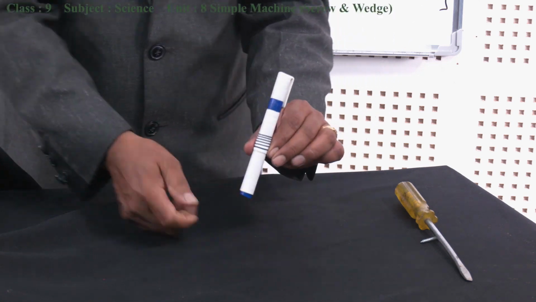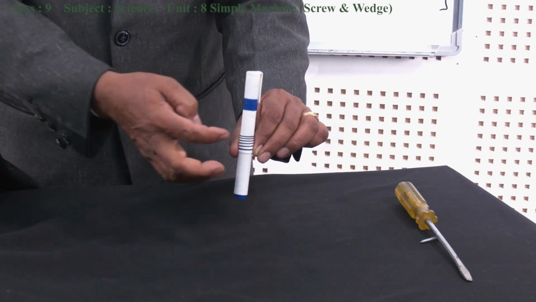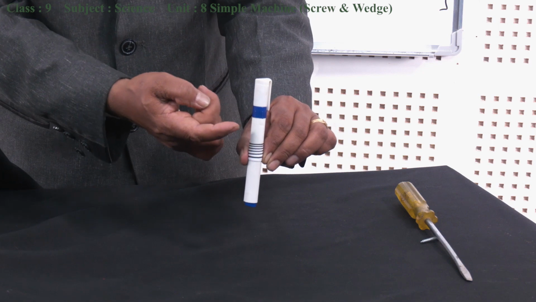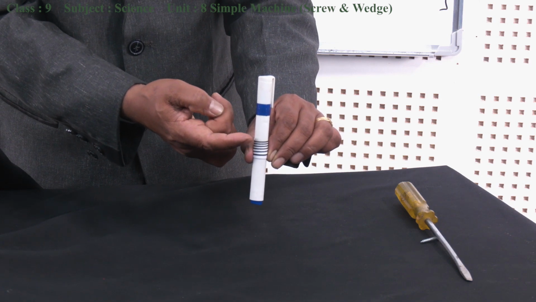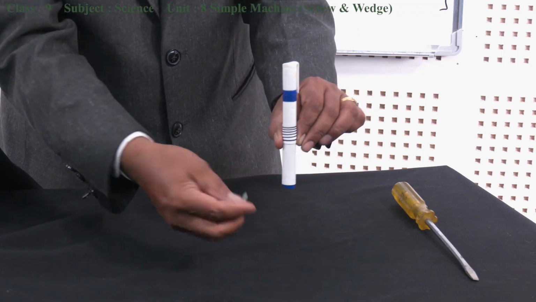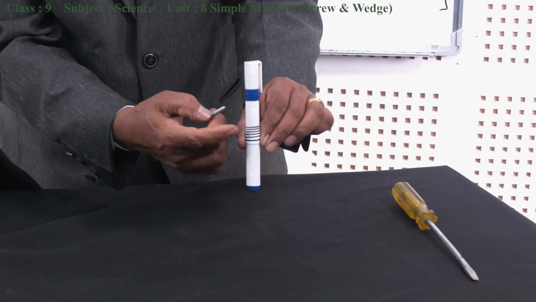Look at this, very interesting. The length of the inclined plane appears as the thread of the screw on a surface. Thread of the screw. And this is a screw. And we have thread on this screw. In the same way, here we have thread.